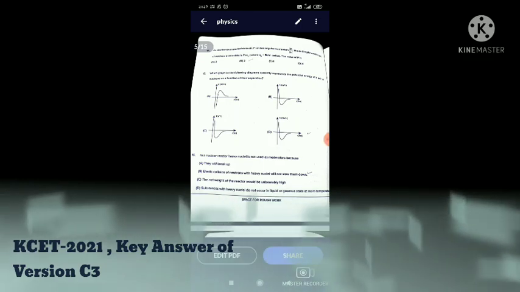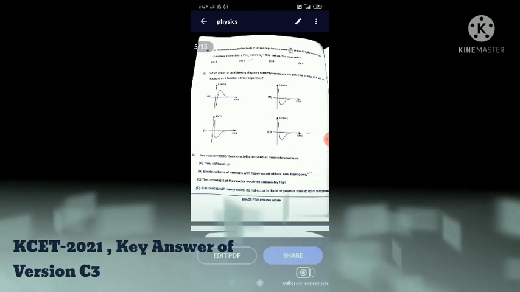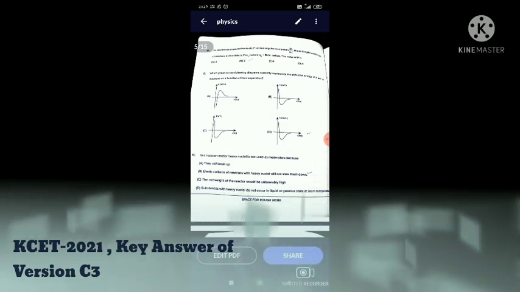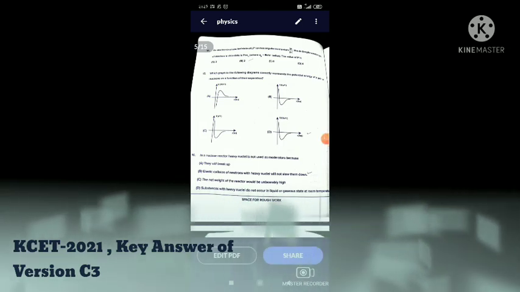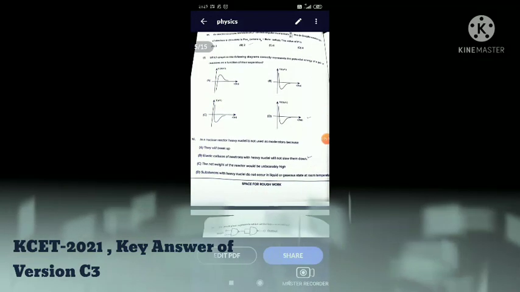Which graph of the following diagrams correctly represents the potential energy of a pair of nucleons as a function of their separation? The correct option is option D. Next we will move to the 16th question.